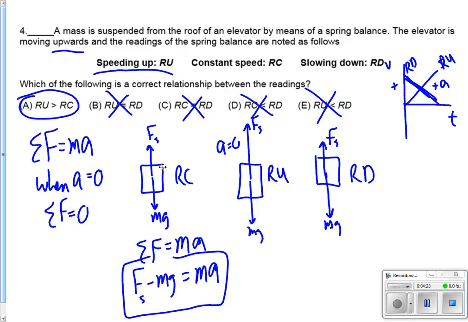So the reading on the scale going up has to be greater than the reading when it's at a constant speed, and that makes sense. Look at what Newton's law says. The reading on the scale equals the weight at constant speed. The reading on the scale has to be greater than the weight when we have a positive acceleration.